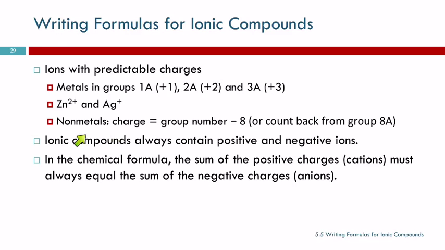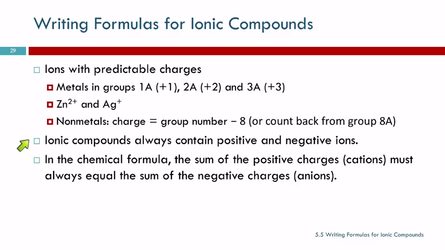The nonmetals, these guys are all metals. Metals form positive ions, nonmetals form negative ions. The nonmetals are also predictable. One way you can figure out their charge is to look at their group number and subtract 8. Or what most students prefer is just count backwards, count negative from group 8A. So if it's in group 7, like fluorine, you start at neon, you go -1. There you go, it's -1. The group number is 7. If you subtract 8, you get -1.